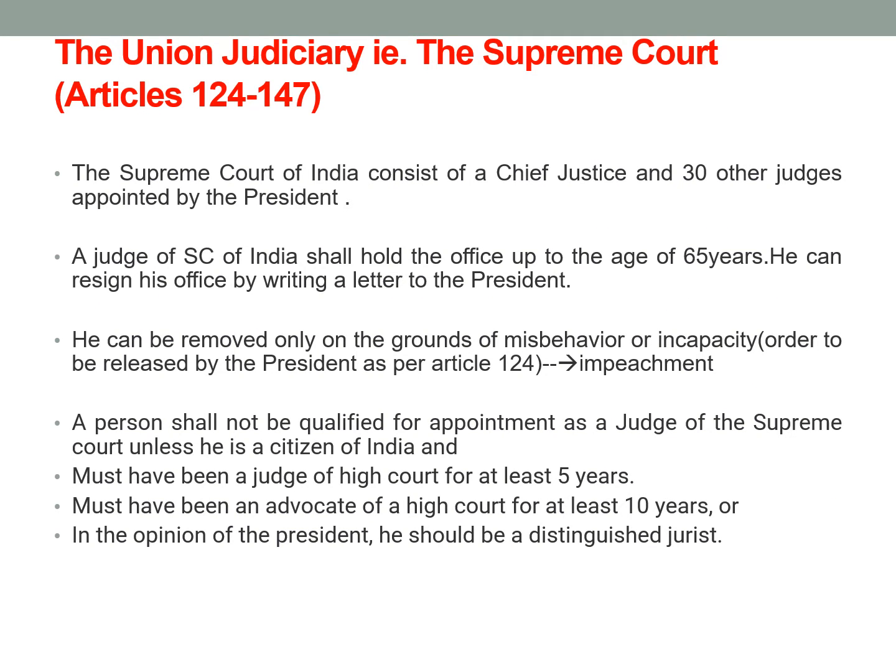Next, we will see the Union Judiciary, that is the Supreme Court, which is defined in Article 124 to 147. The Supreme Court of India consists of a Chief Justice and 30 other judges appointed by the President. A judge of the Supreme Court of India shall hold office up to the age of 65 years. He can resign his office by writing a letter to the President. He can be removed only on the grounds of misbehavior or incapacity as per Article 124.